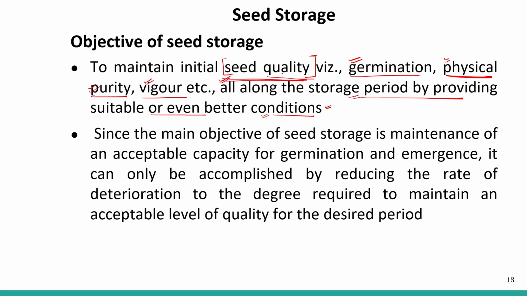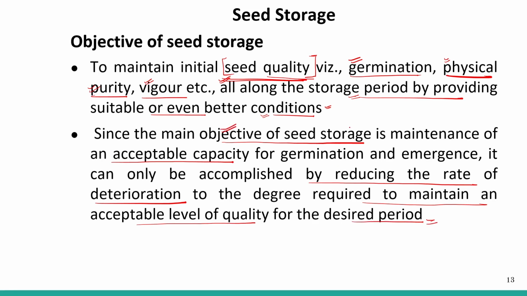affect the seed quality. Since the main objective of seed storage is the maintenance of an acceptable capacity for germination and emergence, it can only be accomplished by reducing the rate of deterioration to the degree required to maintain an acceptable level of quality for the desired period. So what is the main objective of our seed storage? The main objective of our seed storage is to maintain an acceptable capacity for the germination of seeds and emergence of the new baby plant.